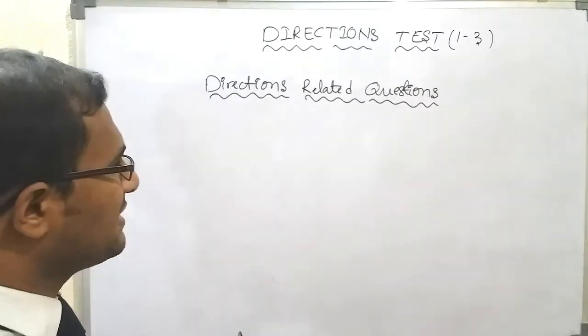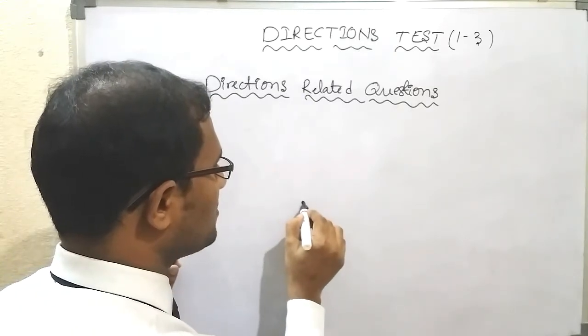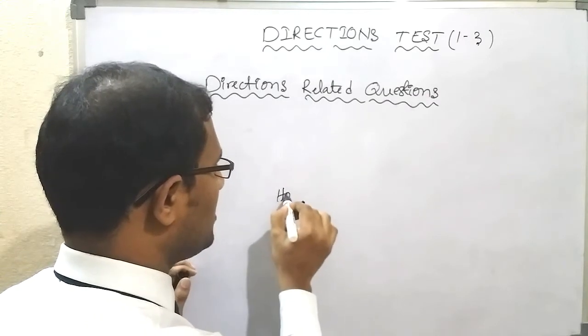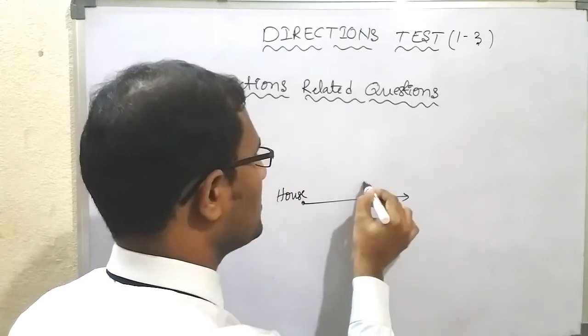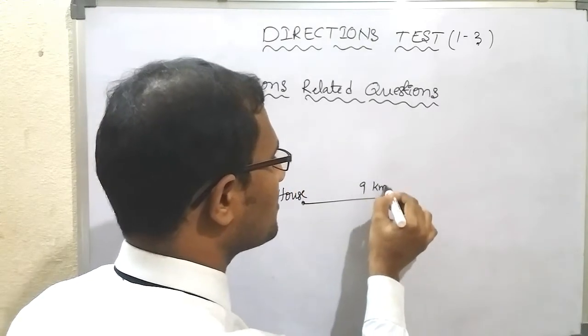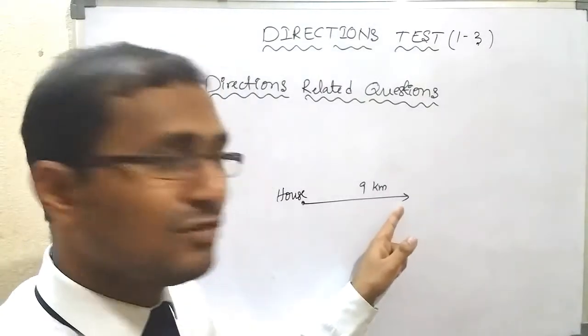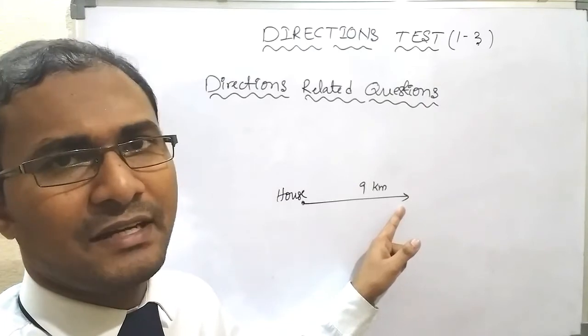Let me take one simple example. Let us suppose that one person started from his house. So this is the house, and he covers 9 kilometers in the east direction. After covering 9 kilometers, he takes a right turn.